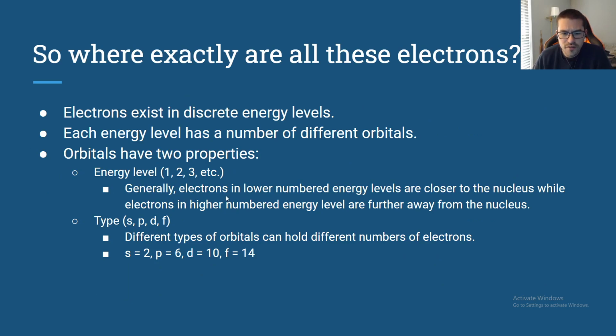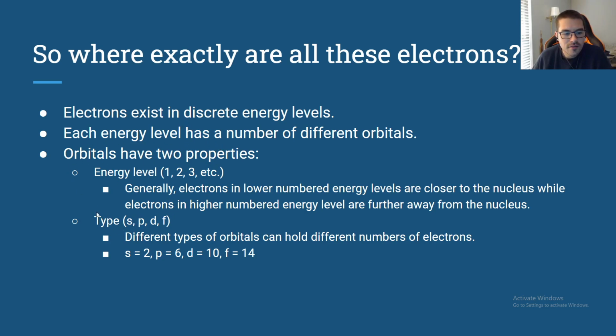What this says here is that generally the lower numbered energy levels are closer to the nucleus, while higher numbers are further away. So if I were to ask you, you've got an electron in energy level 1 and an electron in energy level 3, which one is closer to the nucleus? It would be number 1. As you get higher and higher in that number, that just means generally further and further away from the nucleus.